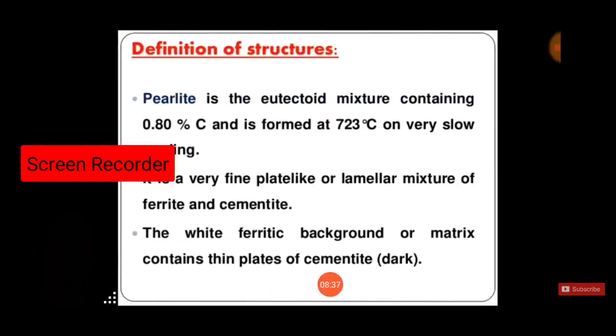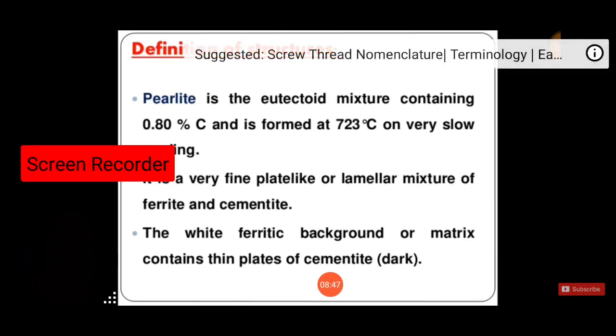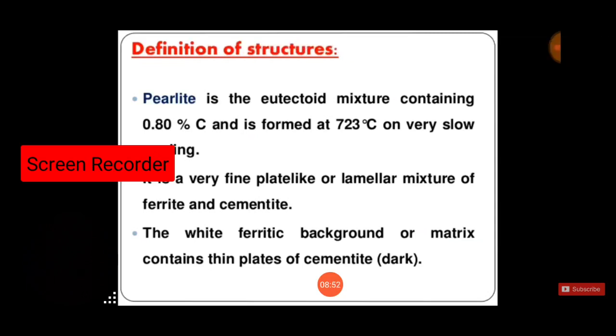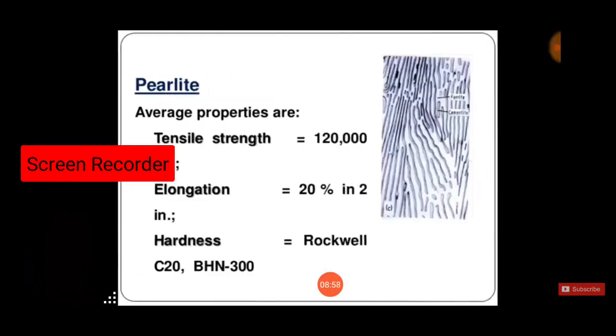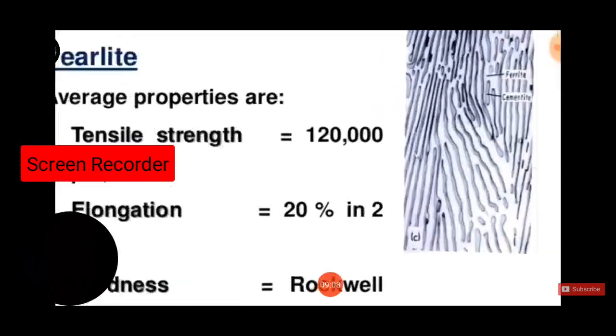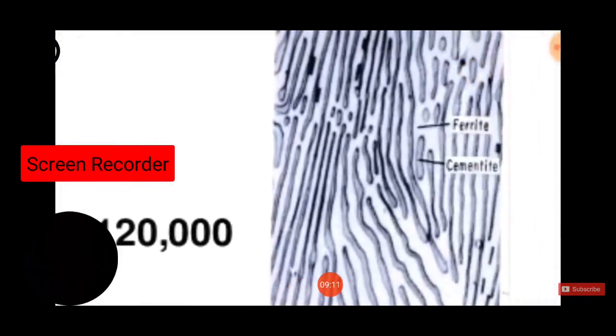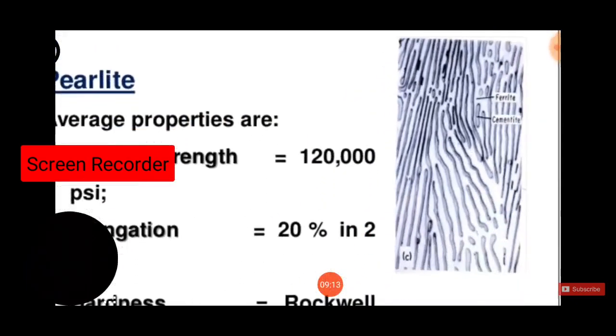Pearlite. Pearlite is a eutectoid mixture containing 0.80% carbon and is formed at 723 degrees Celsius on very slow cooling. It is a very fine plate-like or lamellar mixture of ferrite and cementite. The white ferritic background or matrix contains thin plates of cementite. Tensile strength 120,000 psi, elongation 20% in 2-inch, Rockwell hardness 20, Brinell hardness number 300. This is the structure which combines ferrite and cementite.